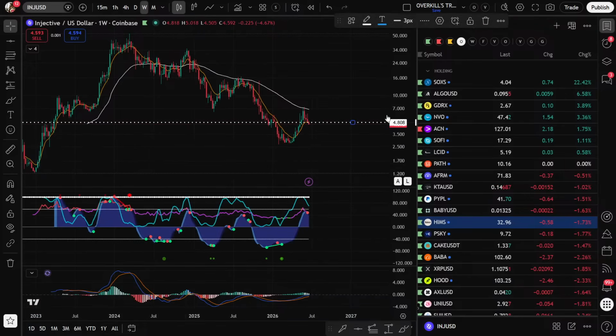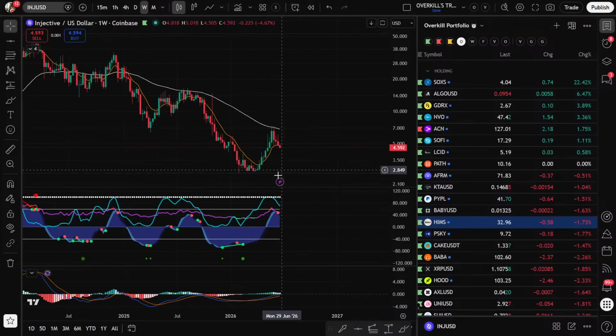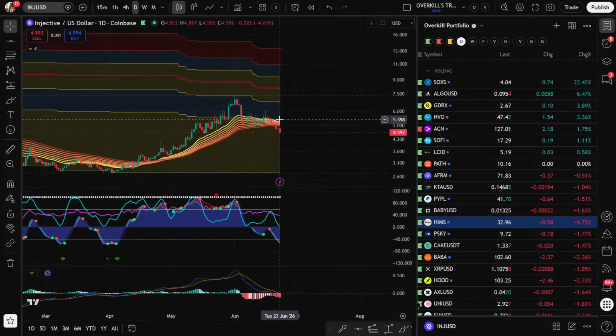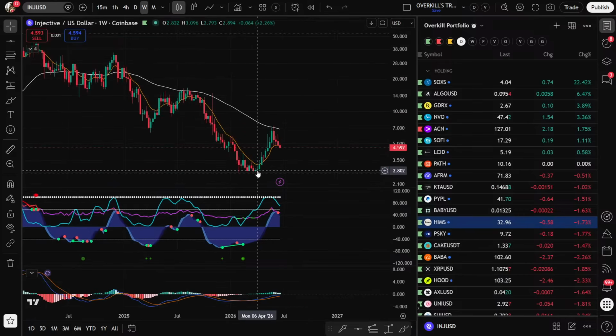That one broke our support. So that one broke down below 480. We had a stop loss on that off the red dot. So we'd be stopped out of INJ here. Okay, losing the EMAs here. You can wait for a daily dot, but that's a pretty ugly break. We bought this one down here at 270, sold it at $7. Now it's down here to 4.